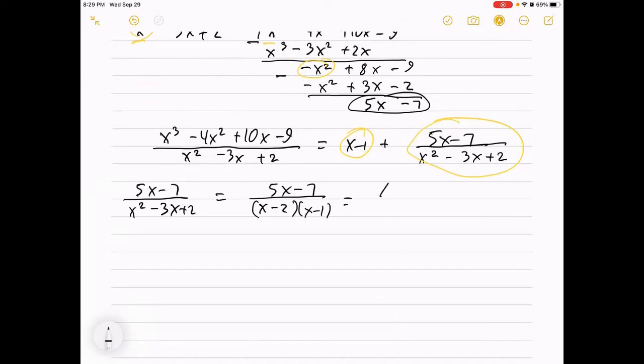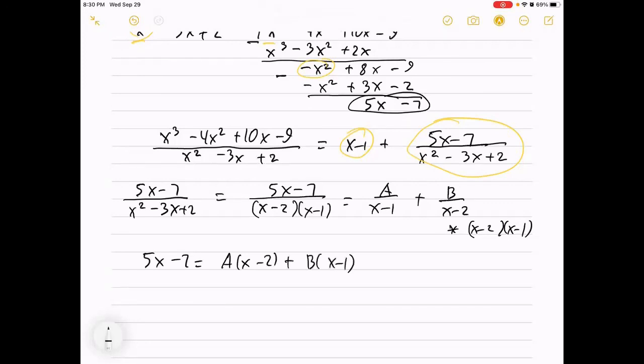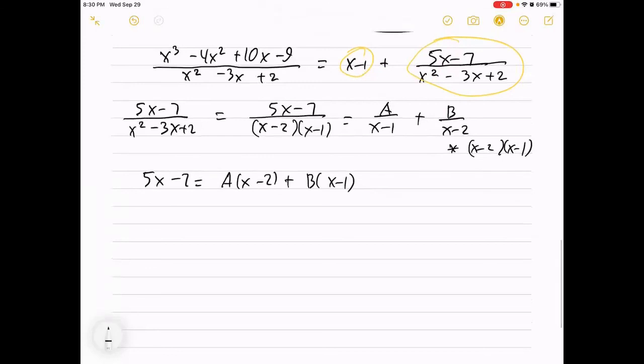So we can write it as A over x minus 1 plus B over x minus 2. Multiply both sides by x minus 2 times x minus 1. So we're going to get 5x minus 7 equal to A times x minus 2 plus B times x minus 1. So we're going to choose two values for x because we have two unknowns. Because we have an expression with x minus 1, we choose x equals 1. And we have x minus 2, so we're going to choose x equals 2.